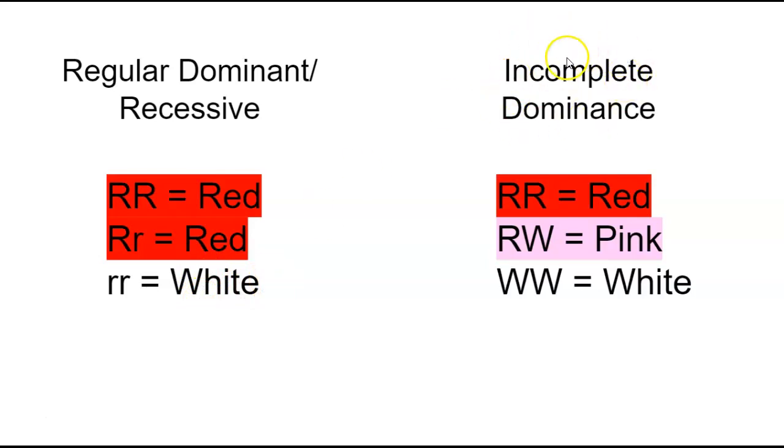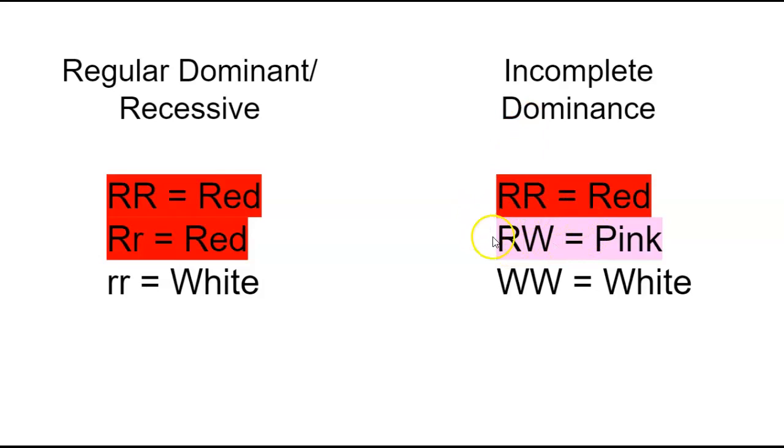In incomplete dominance, we don't have a dominant and recessive gene. You'll notice we usually just symbolize them with two different letters. We don't want to use uppercase and lowercase because one of them is not really dominant over the other. So in this case, if we have two R's, we have red. Two W's, we have white. And if we have one of each, they blend to create pink. So the big word you want to think of when you think of incomplete dominance is blend.